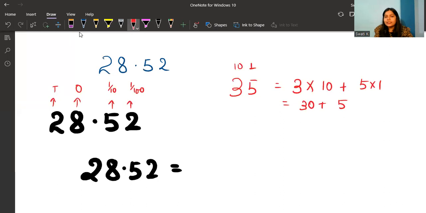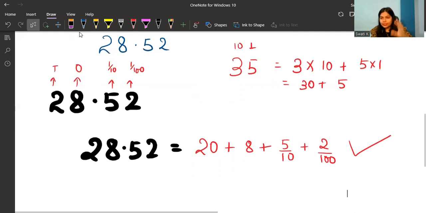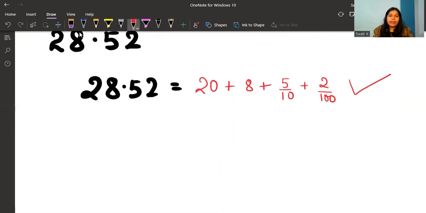Same way here also you have to do. So for 28.52, the expanded form will be 20, because the place value is tens, plus 8 into 1, because the place value is 1, so 8, plus 5 into 1 by 10, which is 5 by 10, and plus 2 into 1 by 100, which is 2 by 100. And this is the expanded form of a decimal number. Same way, you can find the expanded form of any decimal number.